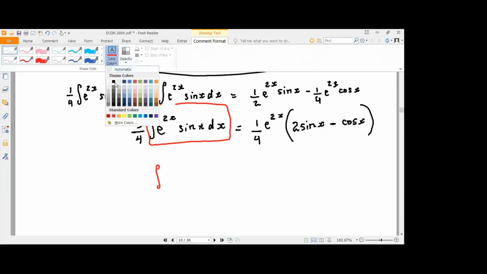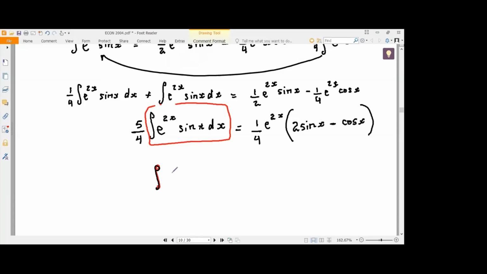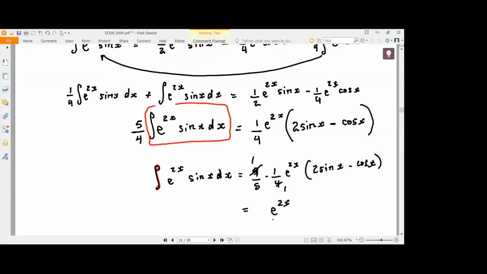So multiply both sides by its reciprocal. It's going to give me e to the 2x sine of x dx is going to be equal to 4/5, because I'm multiplying by the reciprocal, times a quarter e to the 2x times 2 sine x minus cosine x. And then when we do that now, you'll see that the quarters will cancel out. The answer is e to the 2x over 5 times 2 sine x minus cosine x.